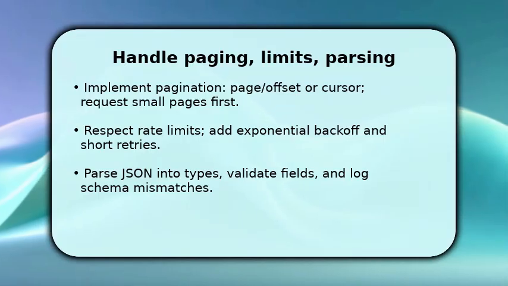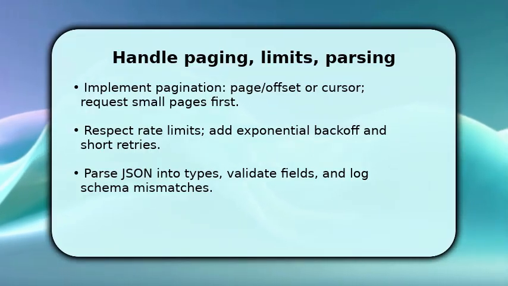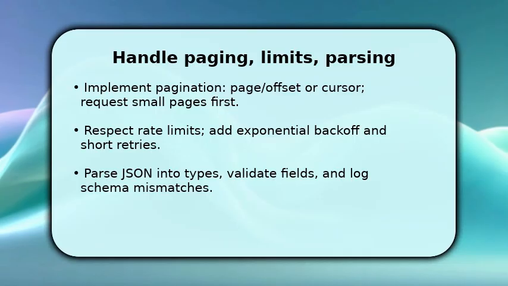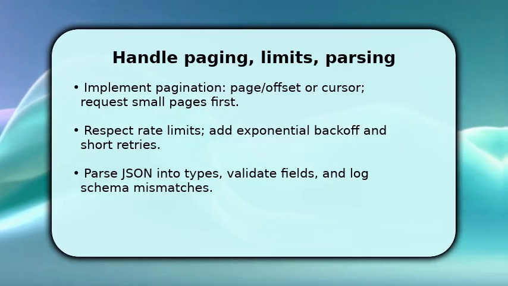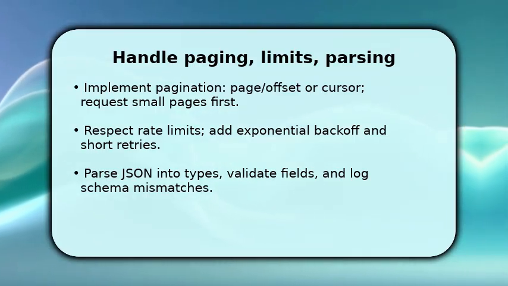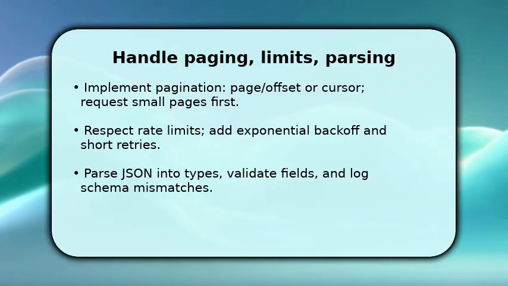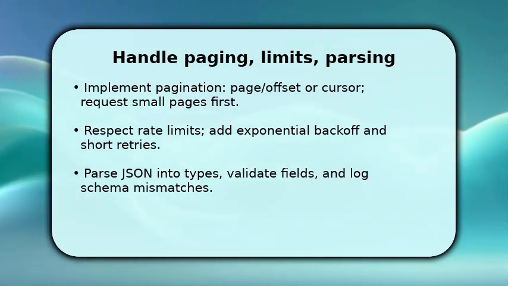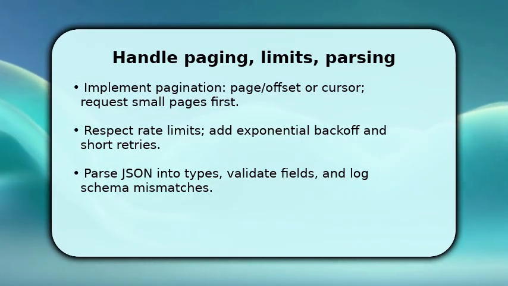You'll then handle the middle stage complexity: pagination, rate limits, and parsing. First, detect the pagination style, page/offset or cursor, and fetch iteratively with controlled page sizes so you don't overrun memory. Make sure to respect rate limits, implement exponential backoff, and capped retries to avoid bans.